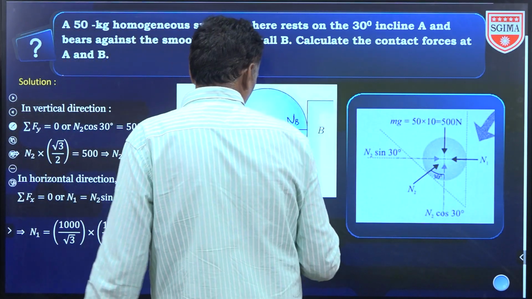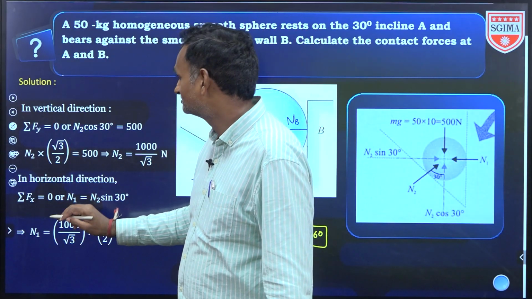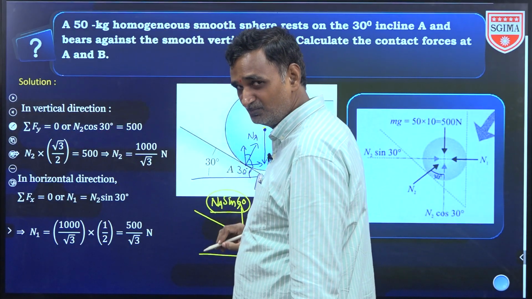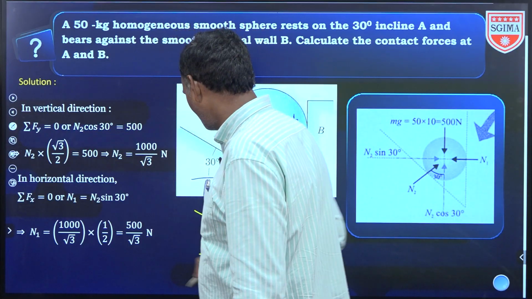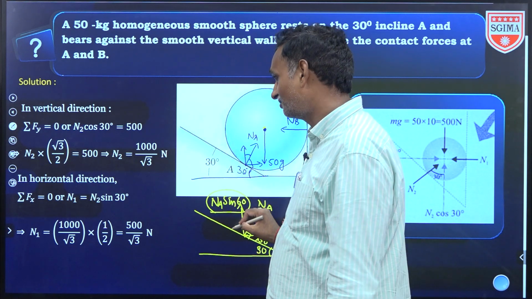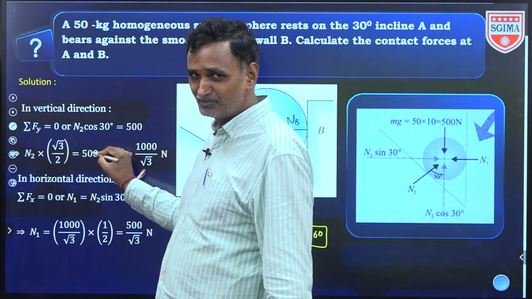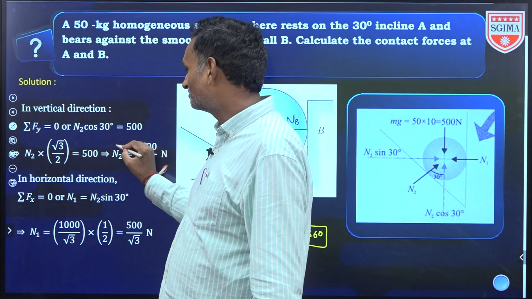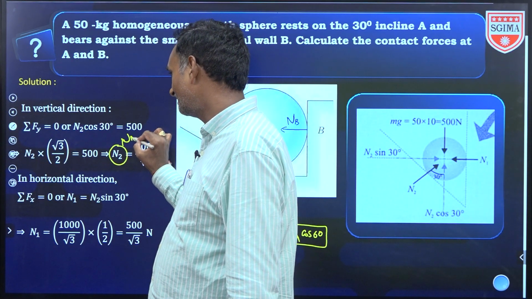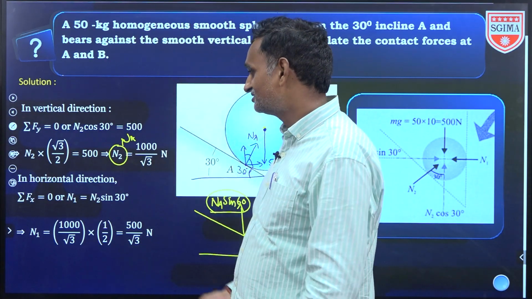You can check, NA means they have taken N2 in the diagram. So here, vertical direction, Fy equal to 0. N2 we have taken as NA, NA cos 30, we got sin 60. Cos 30 is root 3 by 2, sin 60 also root 3 by 2, equal to 500. This root 3 by 2, the 2 will come here, 500 multiplied by 2 gives 1000, so 1000 by root 3. We get N2 or NA, both we can. I have explained with NA and it was given in the diagram as N2, so both ways will give the same answer.